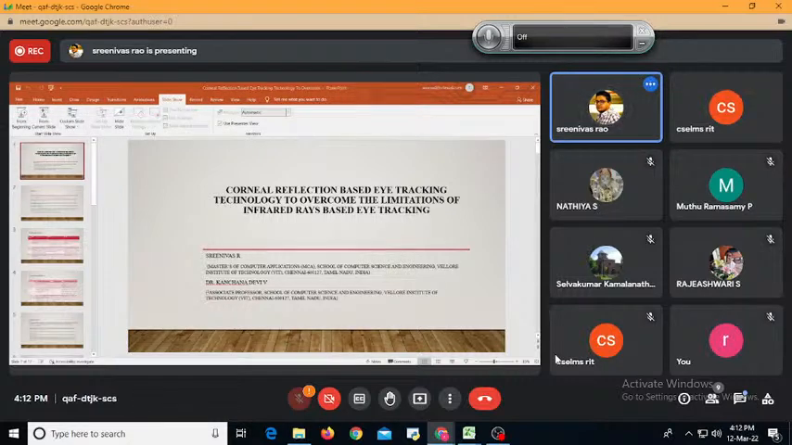So yes. Good afternoon, one and all present here. My topic of the paper is corneal reflection-based eye tracking technology to overcome the limitations of infrared-based eye tracking. I'm Ash Srinivas, a master's student at Vellore Institute of Technology, Chennai, and my guide is Dr. Kanchana Devi V. Ma'am. She's an associate professor at Vellore Institute of Technology, Chennai. The abstract.